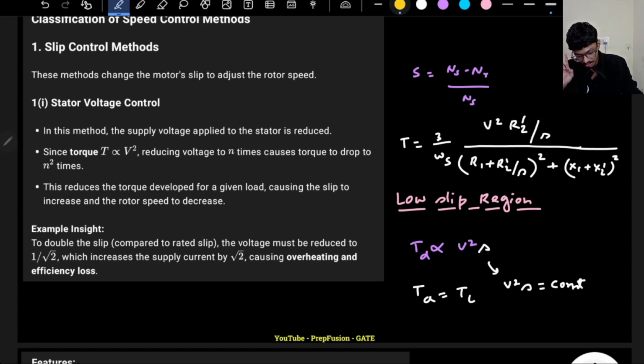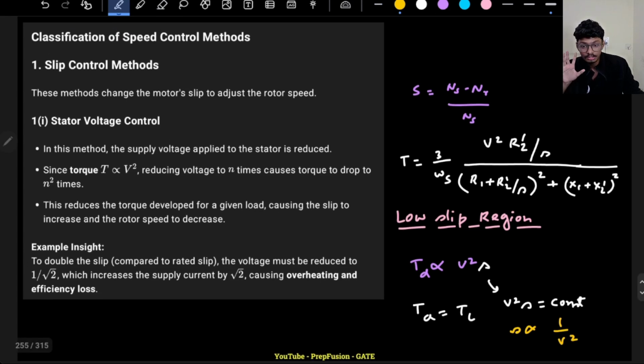If this is constant, that means my slip is inversely proportional to voltage square. So that is what is happening to the slip with respect to the voltage. If I increase my voltage, then the slip will reduce. If I reduce my voltage, then the slip will increase. This is how we can control the slip.